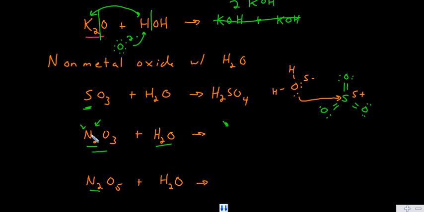So what's the oxidation state of this nitrogen? Well, you pull out the algebra. 2 times x plus 3 times minus 2 is equal to 0 here. So 2x minus 6 is equal to 0. And so 2x is equal to 6, and x is equal to plus 3. So this nitrogen, its oxidation state is plus 3. That means your product must also have a plus 3 oxidation state.